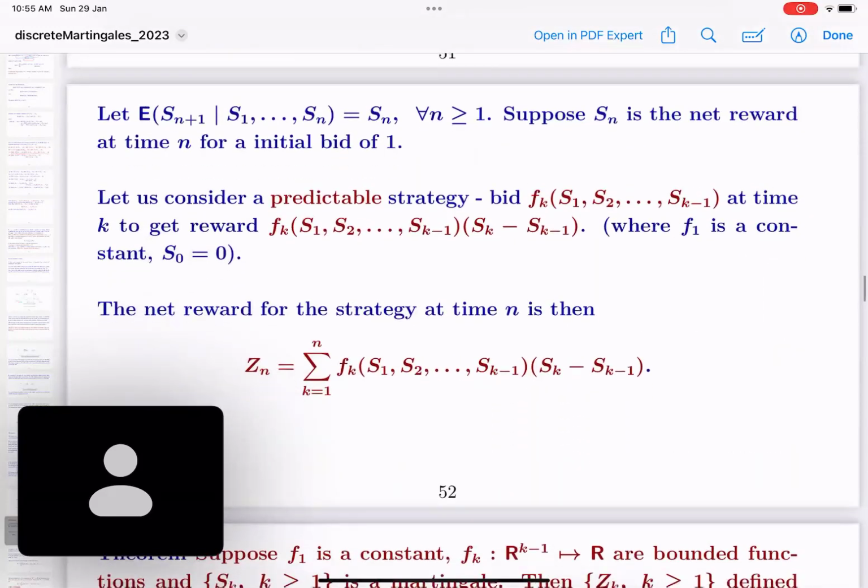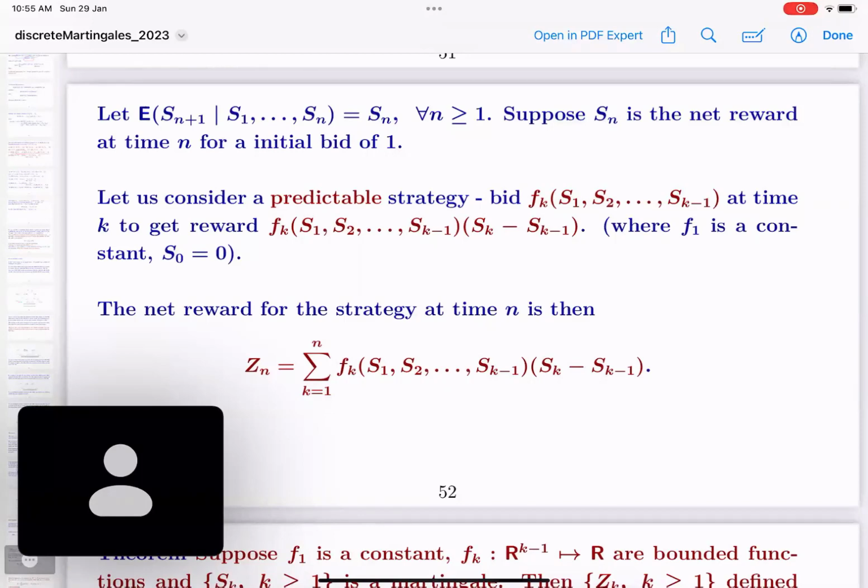Now, here is the interesting thing. Suppose we start with a martingale. So net reward at time n for an initial bid of 1, and it's a martingale, means at each step, nobody can tweak the game in their favor. You play one more step, the expected return is the same as whatever you had already gained at that point.